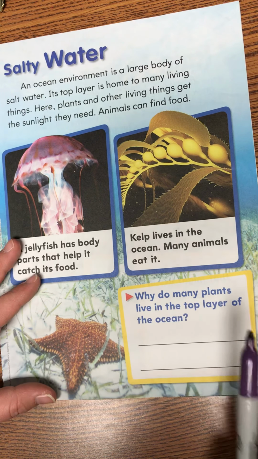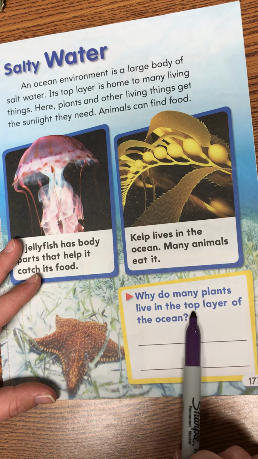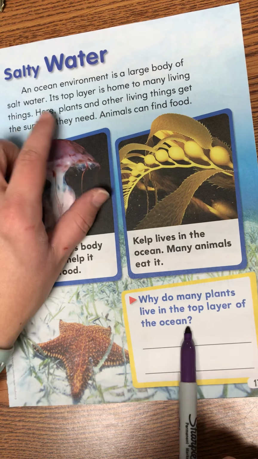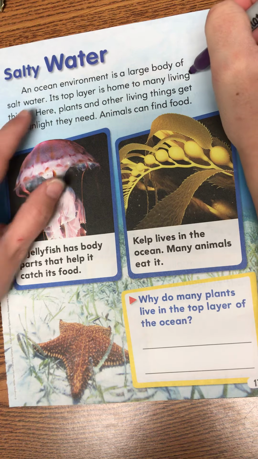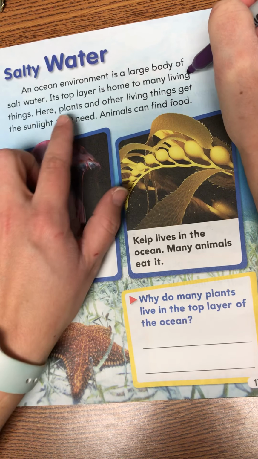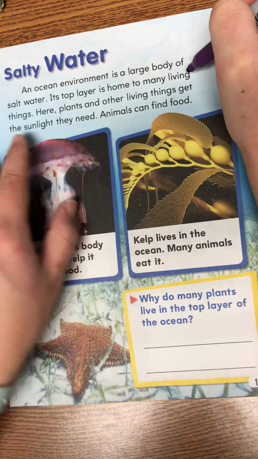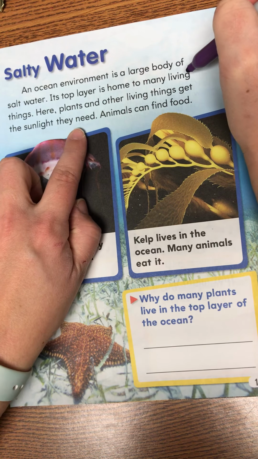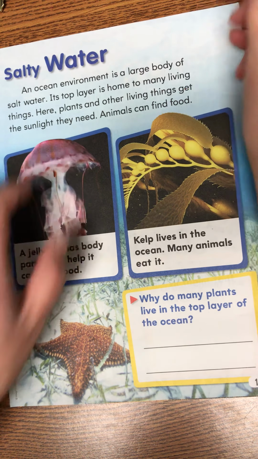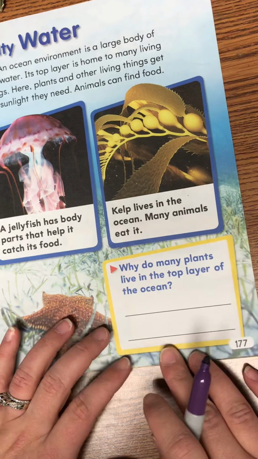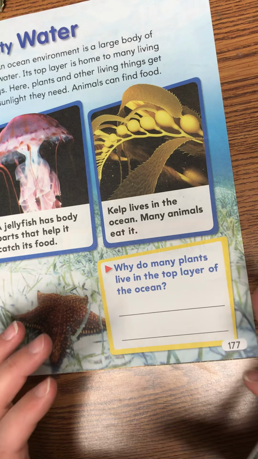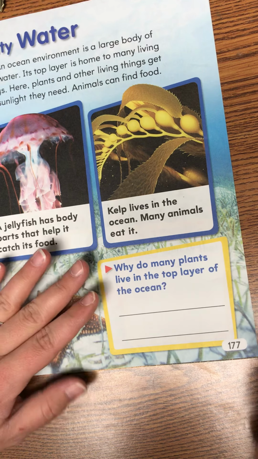All right, now down here at the bottom, it says, why do many plants live in the top layer of the ocean? Well, I remember reading something that said the top layer is home to many living things. Here, plants and other living things get the sunlight they need. I think that's exactly what we want to write. Now, this is a small area, so we don't need to write a complete sentence because it's not all going to fit, but we'll get as much as possible, okay?